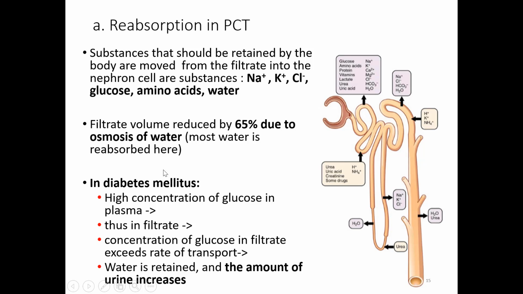When people suffer from diabetes and that diabetes is not controlled by medicines, then the concentration of glucose in their blood plasma will be high, and so it will be in the filtrate right here. A high concentration of glucose in the filtrate exceeds the rate of transport, and that's why water is retained and the amount of urine increases. So those people will be losing a lot of water, they will be dehydrated, and they will be thirsty all the time. Those are symptoms of diabetes.